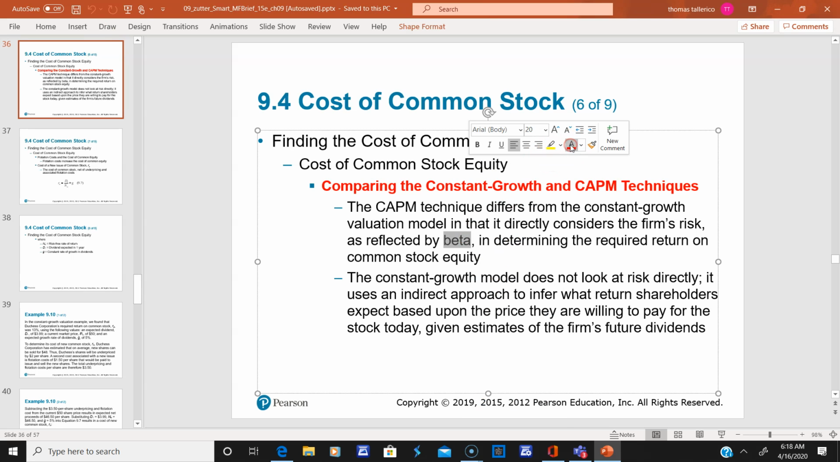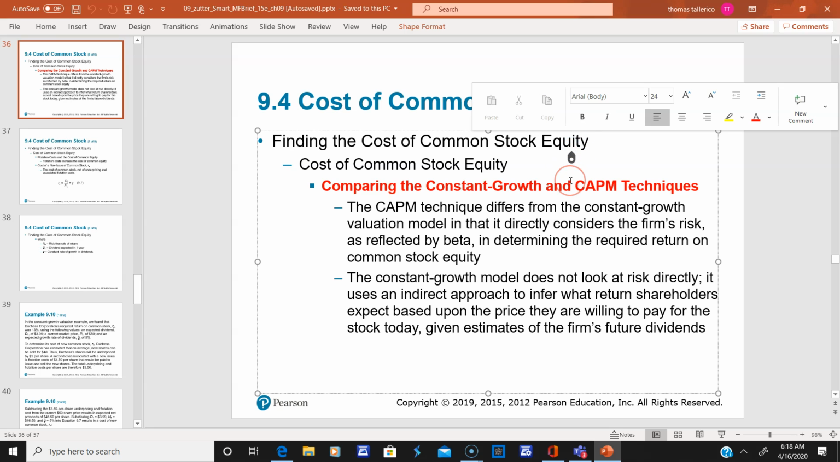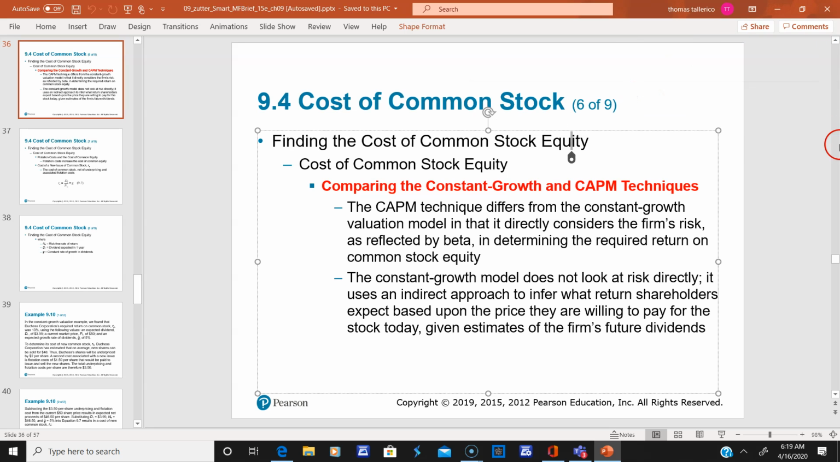So it's reflected by beta. That beta helps you determine the required return on common stock equity. Now, the constant growth model does not look at risk directly. It uses basically an indirect approach.